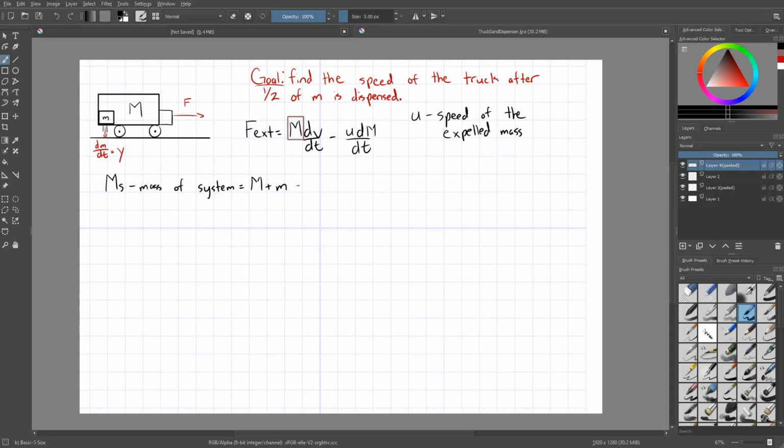Now, ms, as a function of time, is going to be this initial ms minus the rate that we're expelling the mass times however much time has gone by. This should intuitively make sense. We're simply taking our original mass and subtracting away the rate that we're expelling the mass times the time. I'll go ahead and make this substitution.